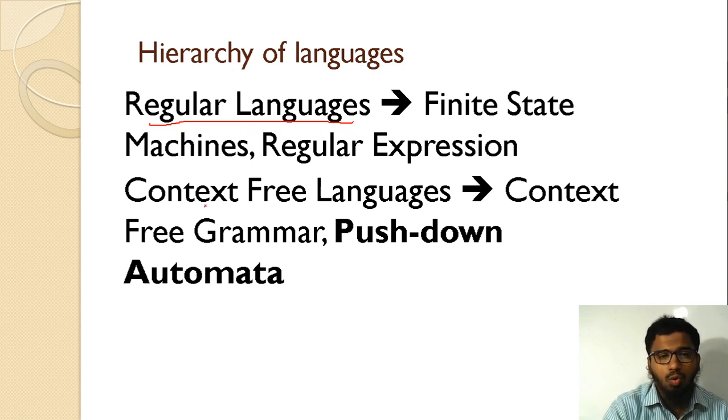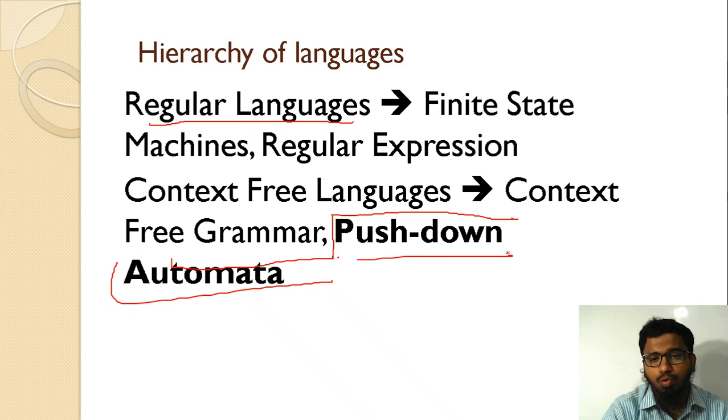Now we will focus more on this. Already we have studied all the other things, so this pushdown automata we are going to study now. This is a hierarchy of languages. If we have the regular language, then we will do the finite state machine and regular expression. If we have the context free language, then we will do context free grammar and pushdown automata.